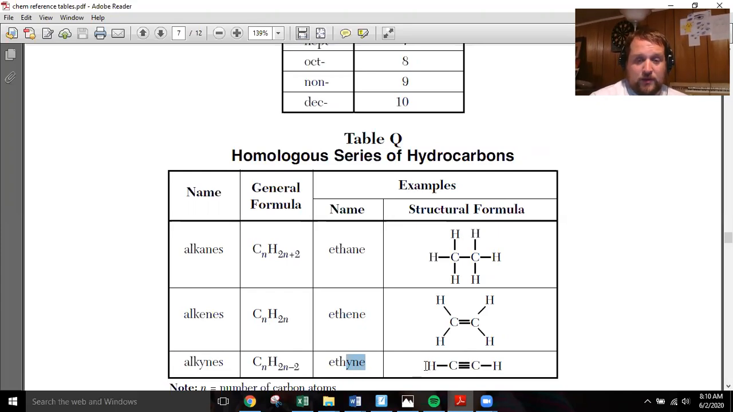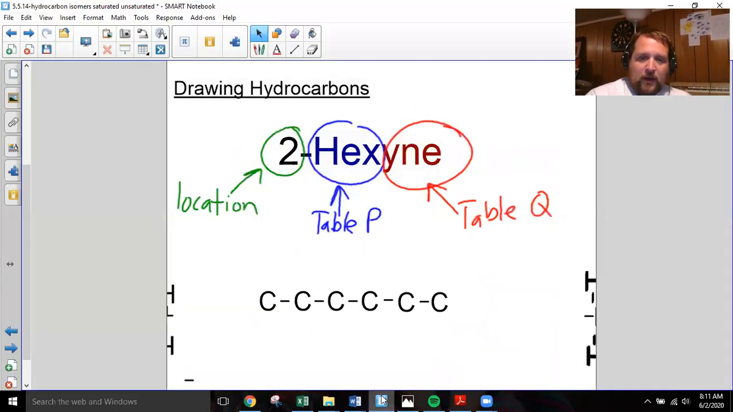So we can use that. We go back to our example. This has a YNE ending, which means, based on table Q, that it's going to have a triple bond. So the question is, where would this triple bond go? Does it go at the beginning? Does it go somewhere in the middle? Does it go at the end?